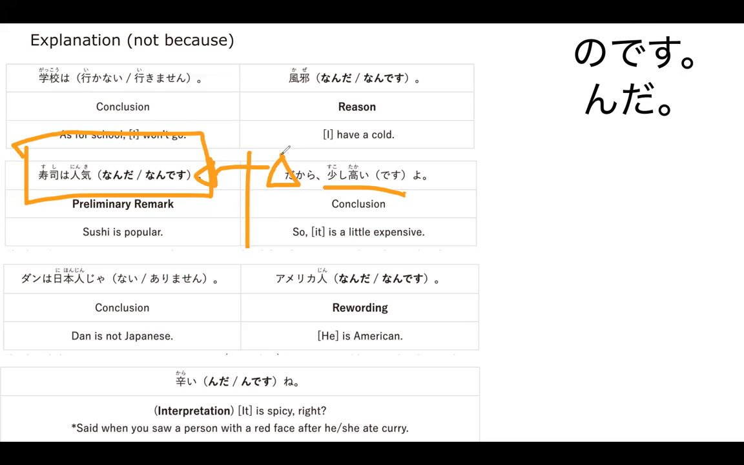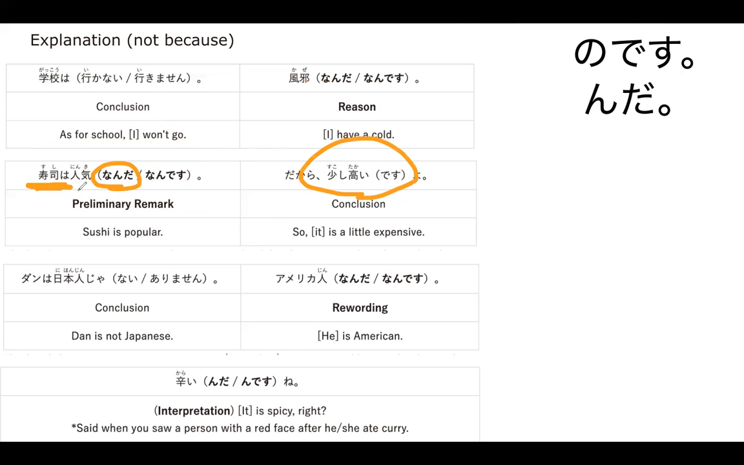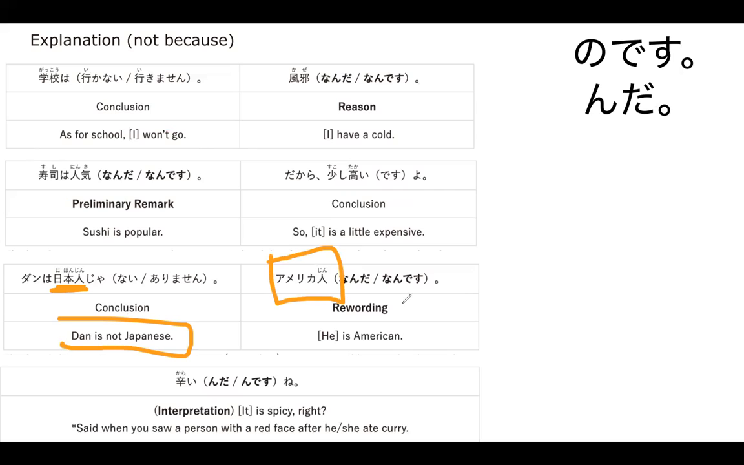So that's how it's different than because, since what comes first doesn't really matter with nda, as long as either one could be the explanation. But the reason why something is expensive is because it's popular. If it wasn't popular, there'd be no reason to make it expensive. Yeah. So right over here is ダンは日本人じゃない。アメリカ人なんだ。So Dan is not Japanese. He's American. Which also can be the reason why he's not Japanese, because he's American. But they called it rewording.